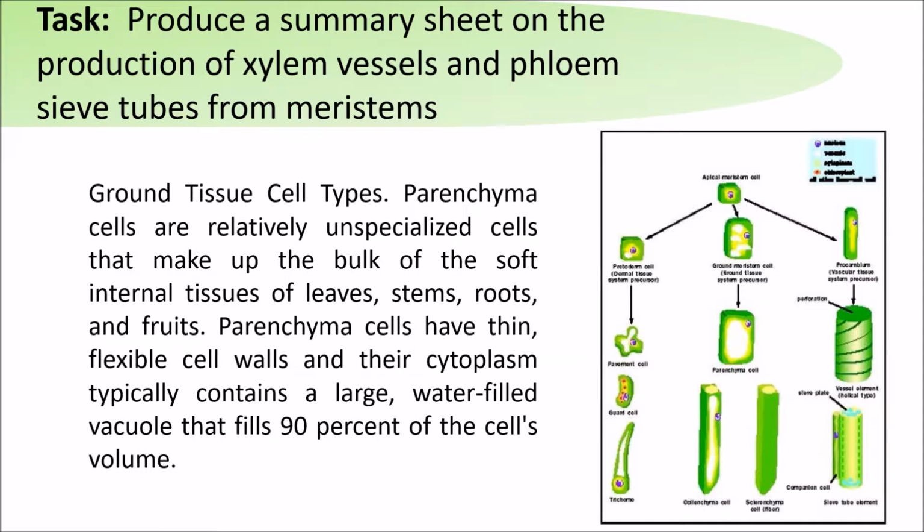Ground tissue cell types include parenchyma cells, which are relatively unspecialized cells that make up the bulk of the soft internal tissue of leaves, stems, roots, and fruits. Parenchyma cells have a thin, flexible cell wall, and their cytoplasm typically contains a large water-filled vacuole that fills up about 90% of the cell's volume.